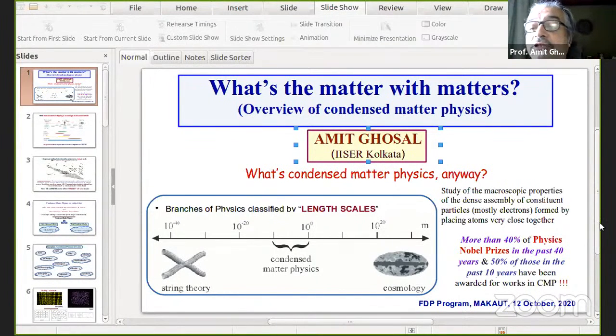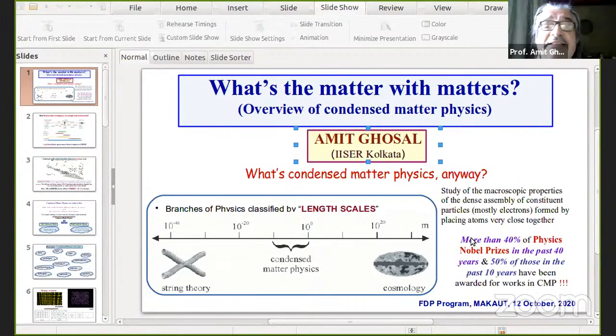Okay, so what I have written here is that more than 40% of physics Nobel Prizes in the past 40 years, and 50% of those in the past 10 years, had been awarded for works in condensed matter physics. I mean, CMP is condensed matter physics. Actually, I have not included this very recent Nobel Prize, which is for this year, in my count. But I don't think my numbers will change significantly because of that. As you probably know, it is outside condensed matter physics.